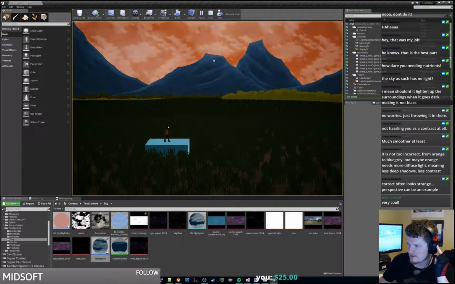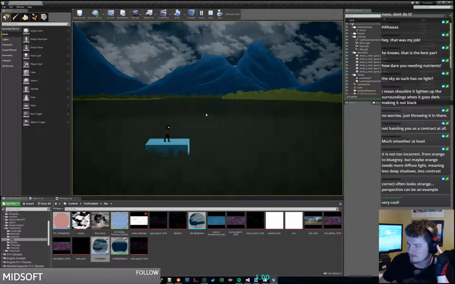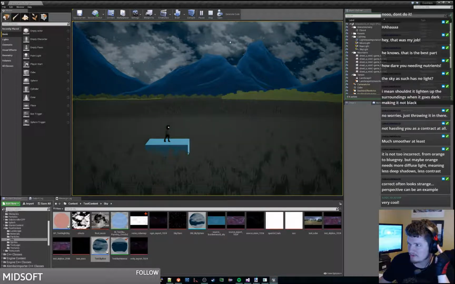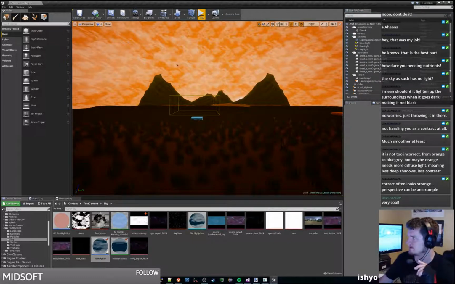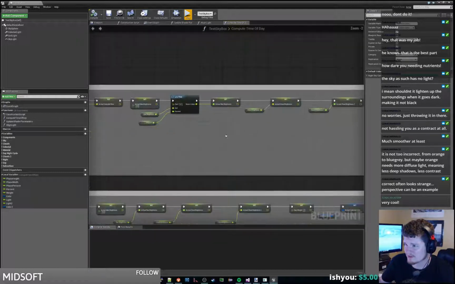And so I think the only thing that's really messing us up right here is I could be transitioning the bloom, the subsurface light color a little bit sooner. So where are we changing the subsurface light color?